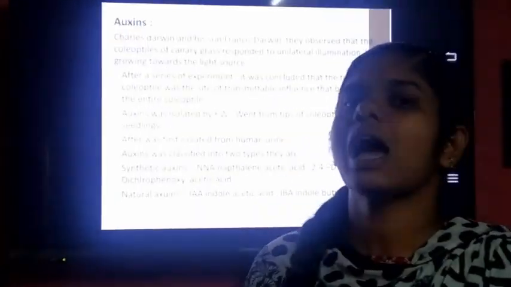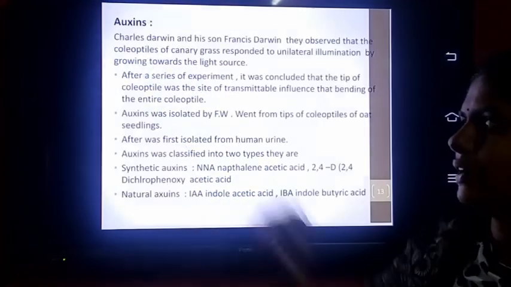After a series of experiments, they concluded that there is a hormone in the tip region of the plant, which is involved in the bending of the plant tip towards the sunlight. Later it was named auxin.